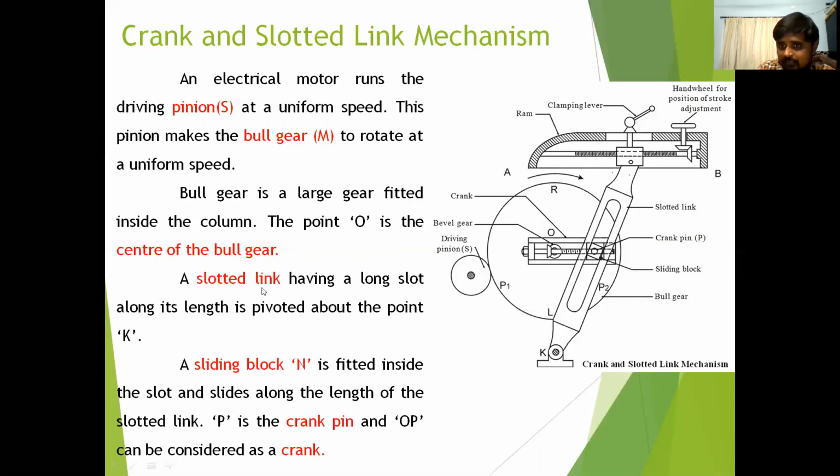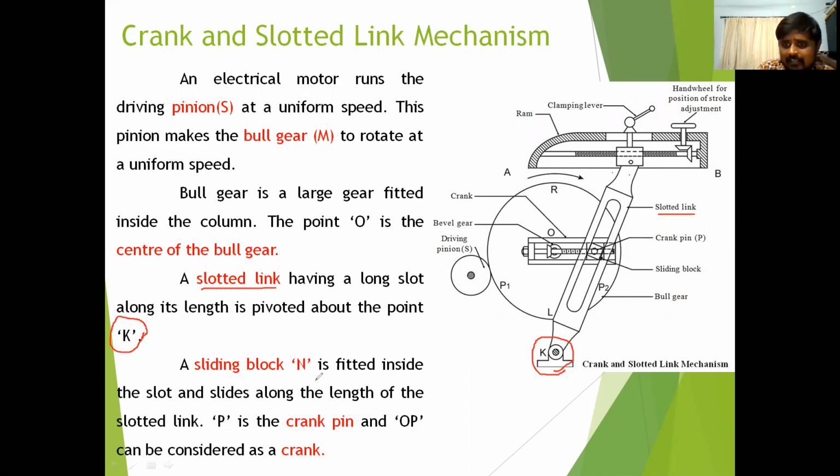This is the slotted link. A slotted link has a long slot along its length. This is the complete long slot, which is pivoted at this point O. The long slotted link is going to be pivoted at a point K, so it is going to be moving like this.